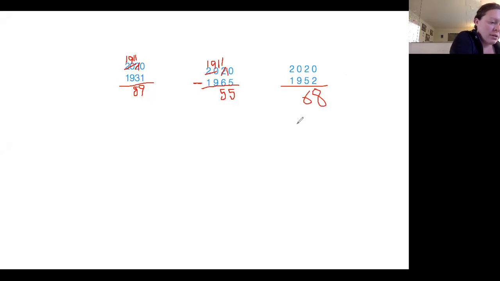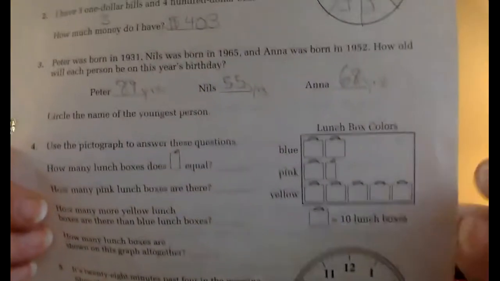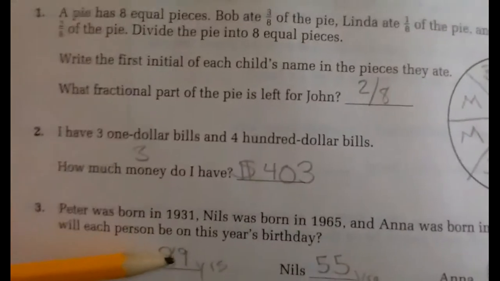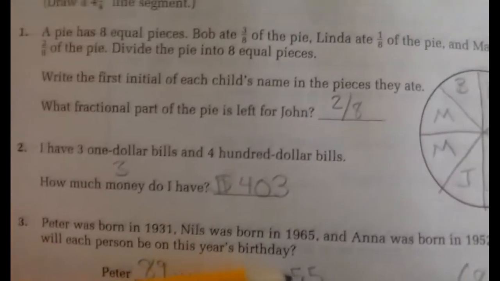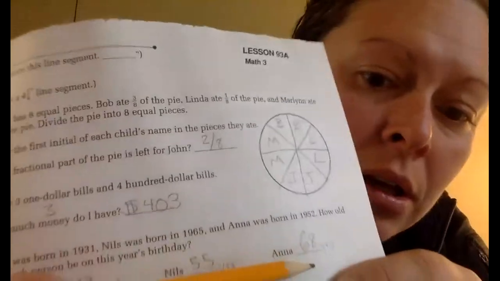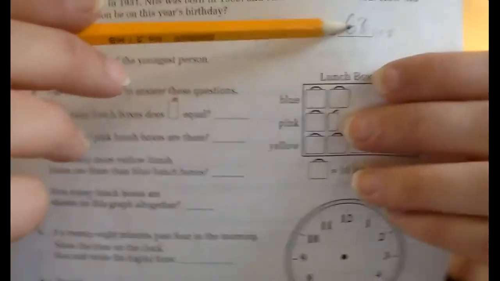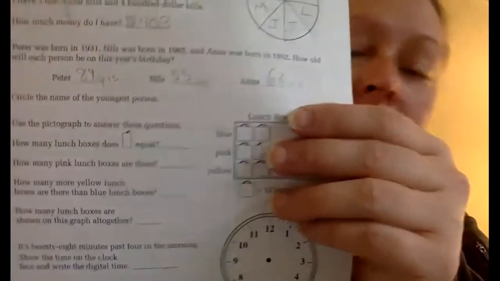Years. Remember I taught you guys in school where we did abbreviations, weeks and years? I just went ahead and abbreviated 89 YRS, 55 YRS, and 60, what was she? Oh, I'm down here. And 68 YRS. Okay, that's number 3. Number 4, use the pictograph to answer these questions.